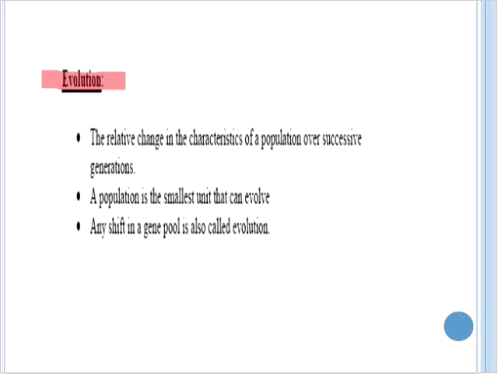We can define evolution as being the relative change in the characteristics of a population over successive generations. A population is the smallest unit that is capable of evolving, and any shift in a gene pool is also termed to be evolution.